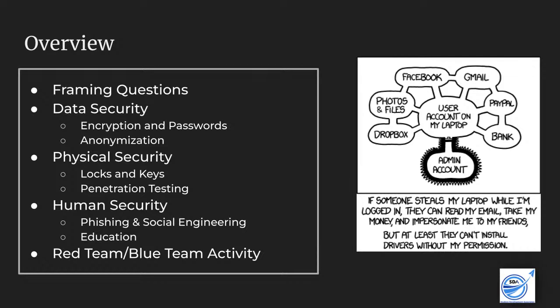So, a quick overview of what we're going to discuss in the next 30 minutes. First, we'll discuss some framing questions for data security and student information security. Then we're going to delve into three parts of security: data security, including encryption and passwords and anonymization; physical security, such as lock and keys and penetration testing. Then finally, we'll discuss human security, which involves phishing and social engineering techniques, and educating our human component of security. We'll conclude this with a red team, blue team activity that you can take back to your staff to practice or augment for your own work.